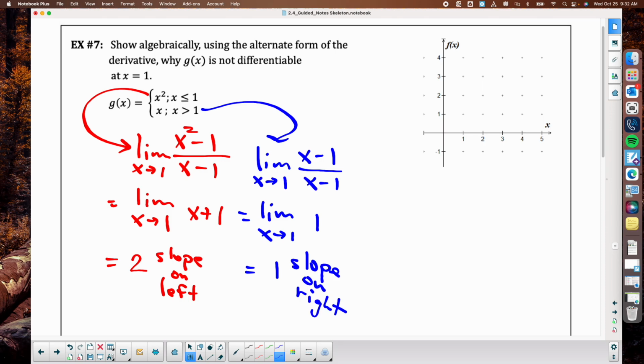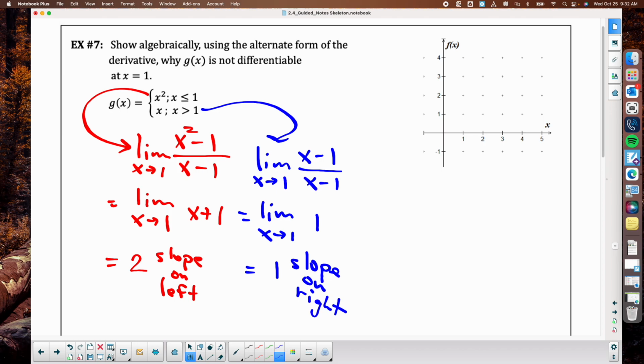I suppose if I were being even better notation, I could put 1 minus and 1 plus. But either way, these two slopes are different. So a slope of 2 is not equal to a slope of 1. That means it is not differentiable because the slopes are not the same. That's algebraically how we would do it. Do you guys want me to draw it?